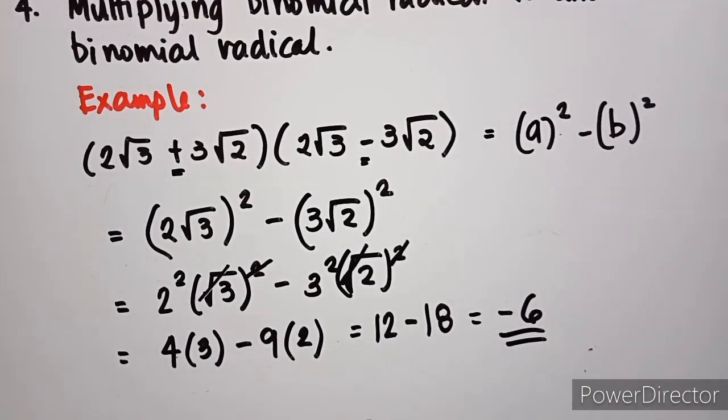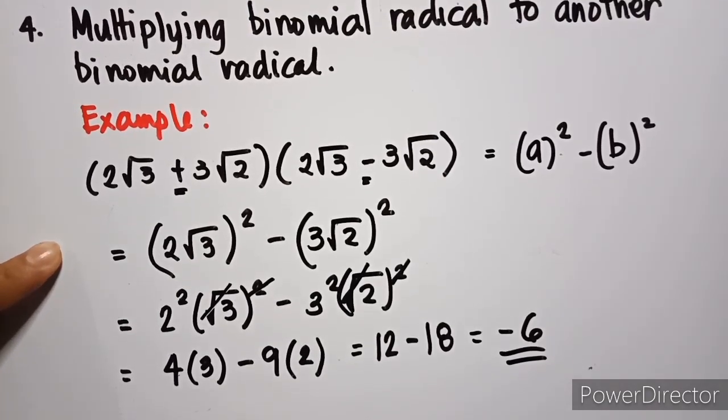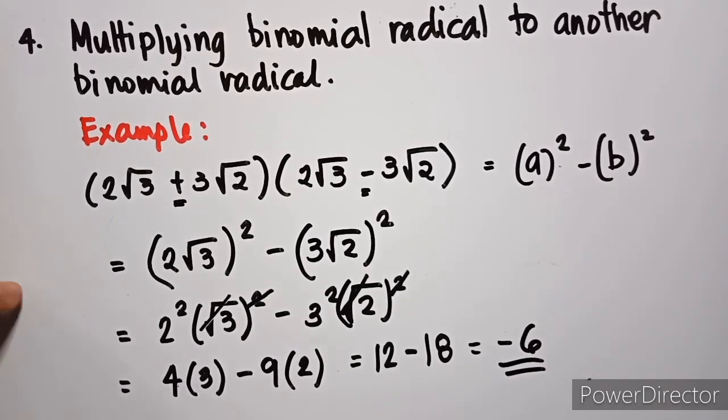So kung binomial radical to another binomial, since this is a special product, pwede rin yung gamitin ang FOIL method. After FOIL method, you can simplify by adding similar radicals.